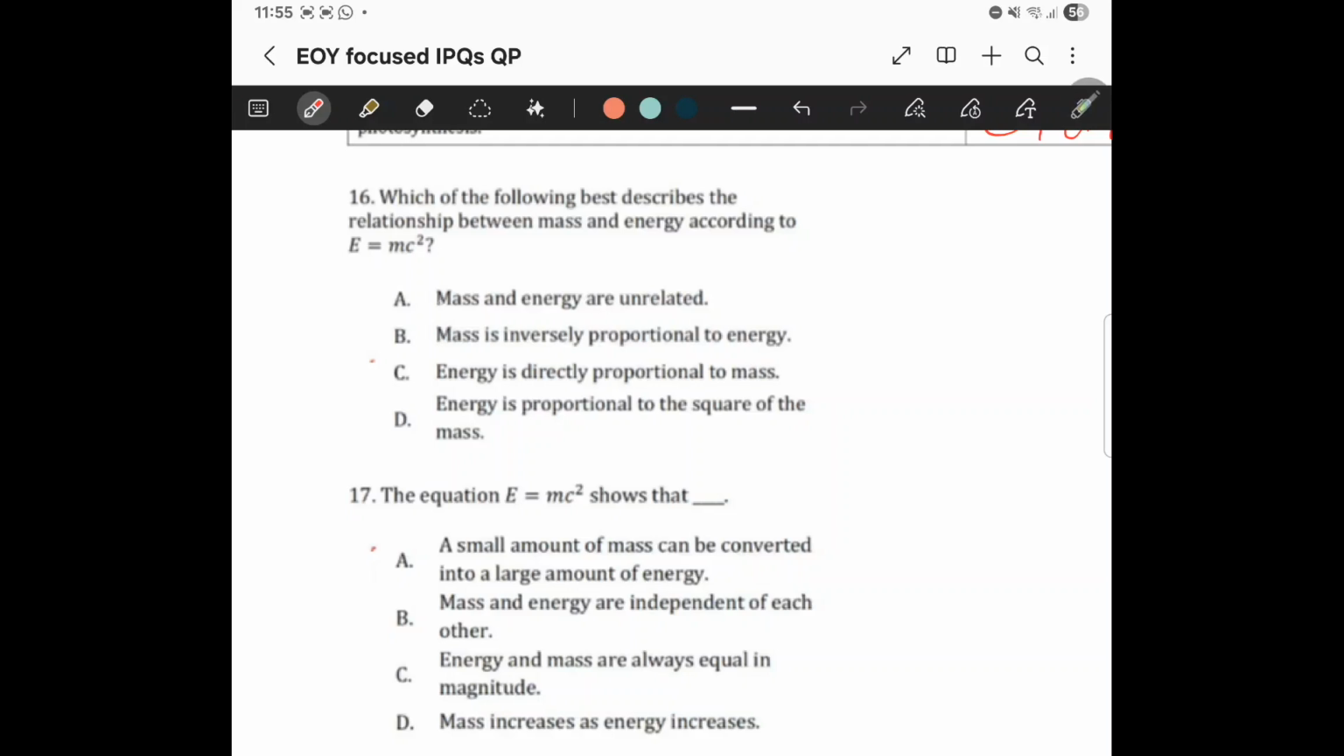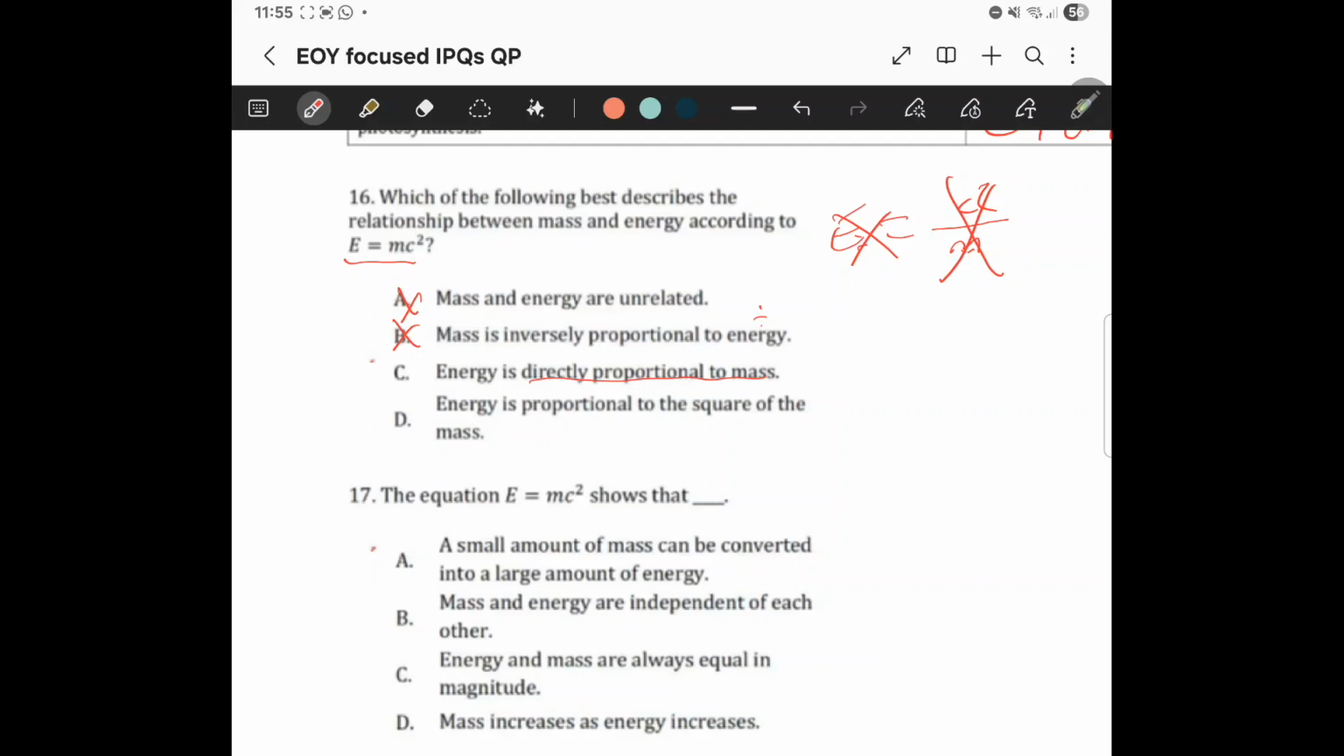Okay. Which of the following best describes the relationship between mass and energy in E equals mc squared? So E equals m squared, mass and energy are unrelated. Obviously that's wrong because it is related. There is an equals in between them. Inversely proportional? No. Inversely means divide. I am not dividing. That would have meant E equals c squared divided by m. That's an inverse relationship. That's wrong, obviously. It's multiplied.